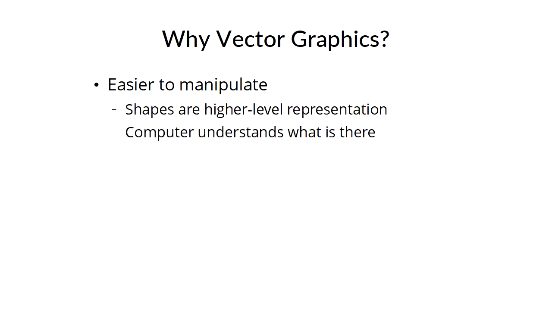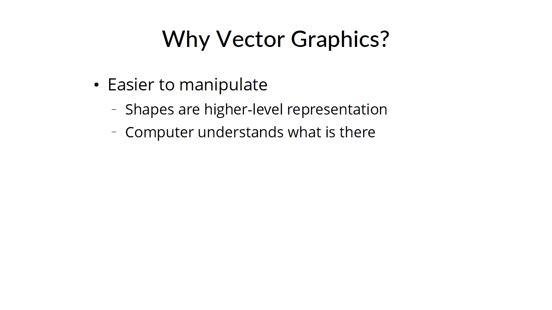You make a vector drawing by specifying shapes to the computer. Shapes are a much higher level representation of a drawing than just a bunch of pixels. Because of that, the computer actually understands what's in your drawing. As a result, you can take those shapes and tweak them, resize them, or recolor them.